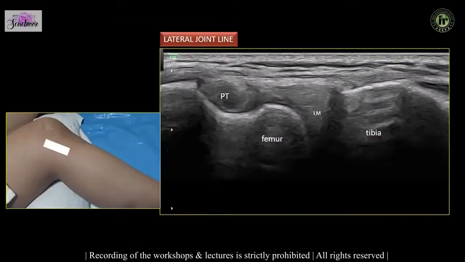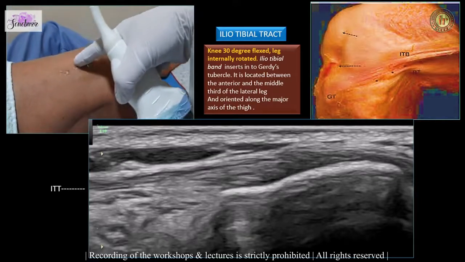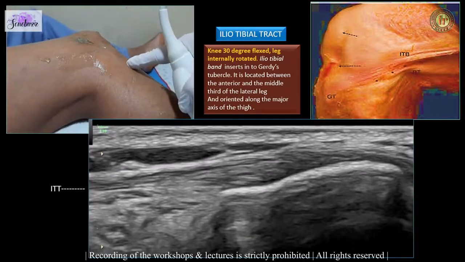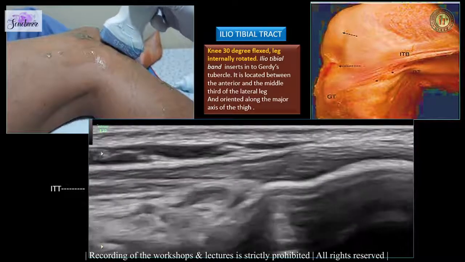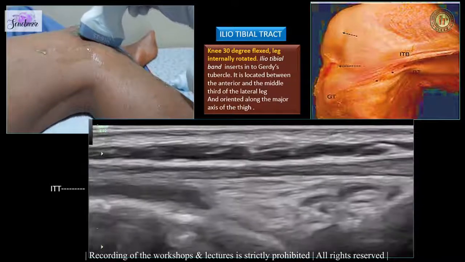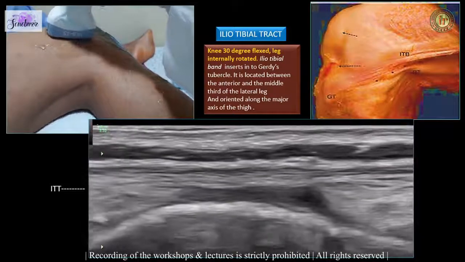Placing the probe on the anterolateral aspect of the knee in long axis, we can see the articular surface of femur and tibia, which are covered by the articular cartilage, the superficial triangular portion of the lateral meniscus, and above this is the popliteal fossa, which is occupied by the popliteus tendon that you can see in cross section. Inserting into Gerdy's tubercle where it fans out, the iliotibial tract can be seen as a thin fibrous band, and it lies between the anterior and middle third of the lateral leg and is oriented along the major axis of the thigh.